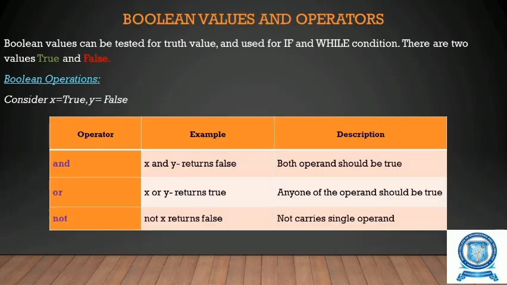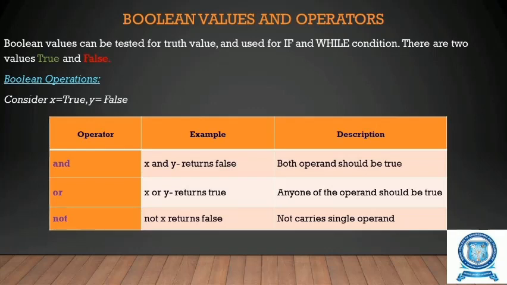Boolean values can be tested for truth values, and they are mainly used in if and while conditions. There are two Boolean values, that is true and false. Operations can be performed with the operators and, or, and not. Consider an example with x equal to true and y equal to false. When we apply and to these two operands, x and y, it will return false, because in the case of and, both operands should be true, then only we will receive true, otherwise it will return false.